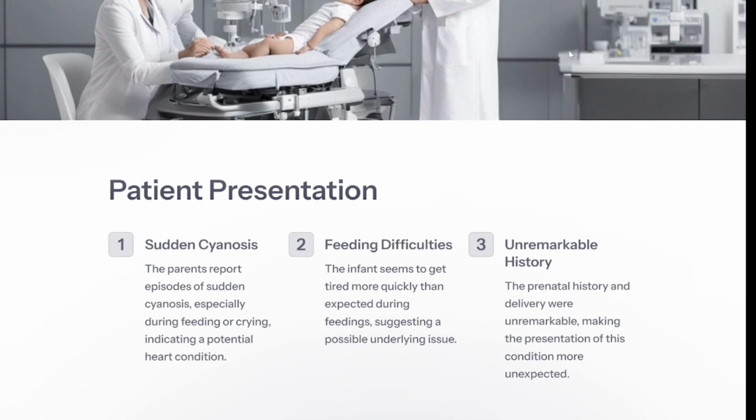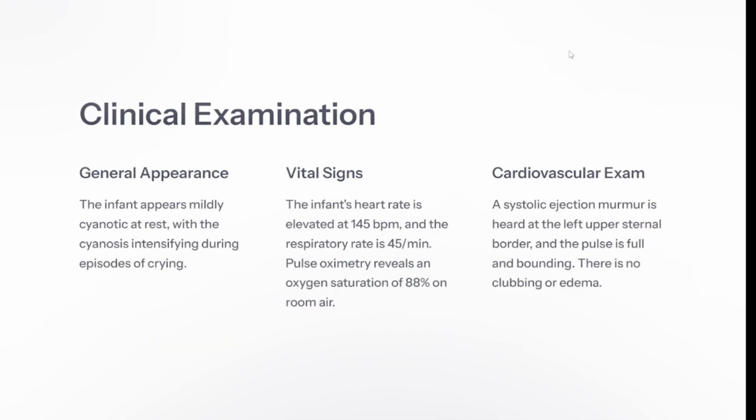Clinical examination, general appearance. The infant appears mildly cyanotic at rest, which intensifies during episodes of crying. Vital signs: HR 145 BPM, RR 45 per minute, SpO2 88% on room air. Cardiovascular examination: a systolic ejection murmur is heard at the left upper sternal border. The pulse is full and bounding. There is no clubbing or edema.